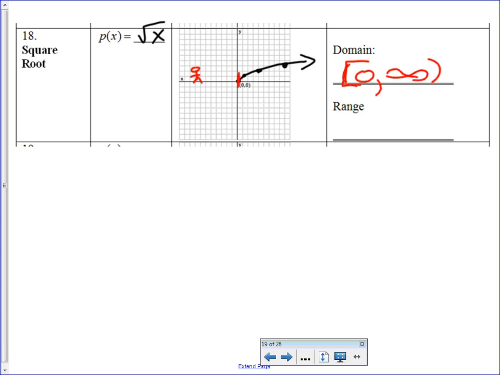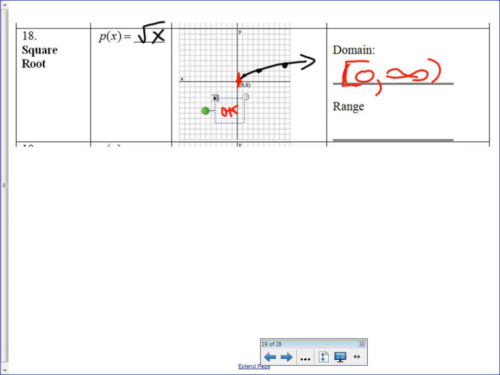And I use a square bracket because 0 is part of the domain. I'm allowed to put 0 in. The square root of 0 is 0. The range then is we take our little Peter Parker guy here and we turn him into Spider-Man and we have him walk on the wall.